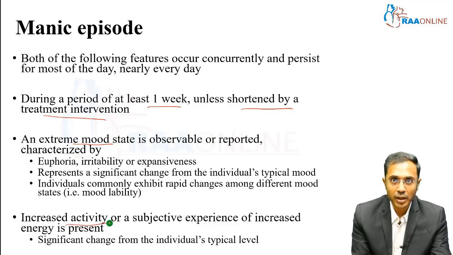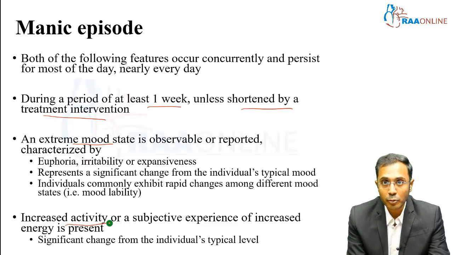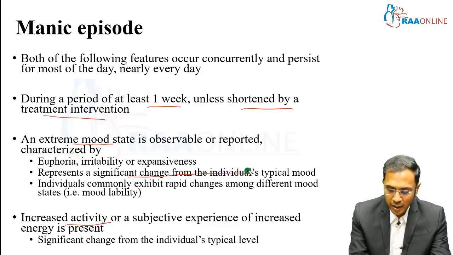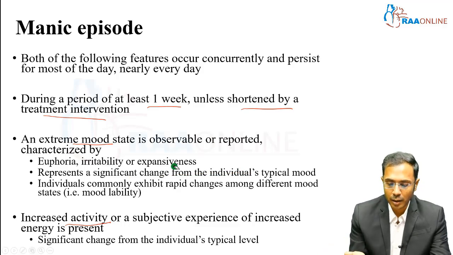The extreme mood state may be euphoria, irritable mood or very expansive mood, and it should represent a significant change from the individual's typical mood. If the child is previously normal, with no disruptive disorder or baseline irritability, it is easy to diagnose a manic episode because the mood will be very distinct from the baseline mood. But if the child already has a behavioral disorder or ADHD, the irritable or expansive mood should be distinct. There should be a significant increase in intensity from the baseline mood, at least for 1 week.